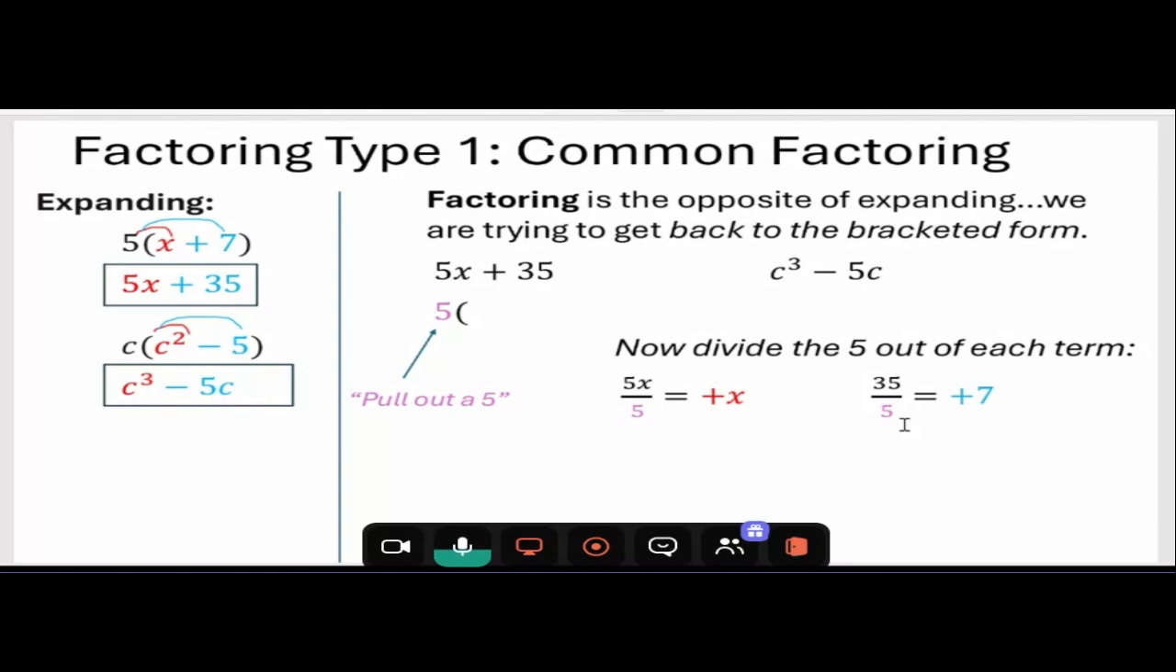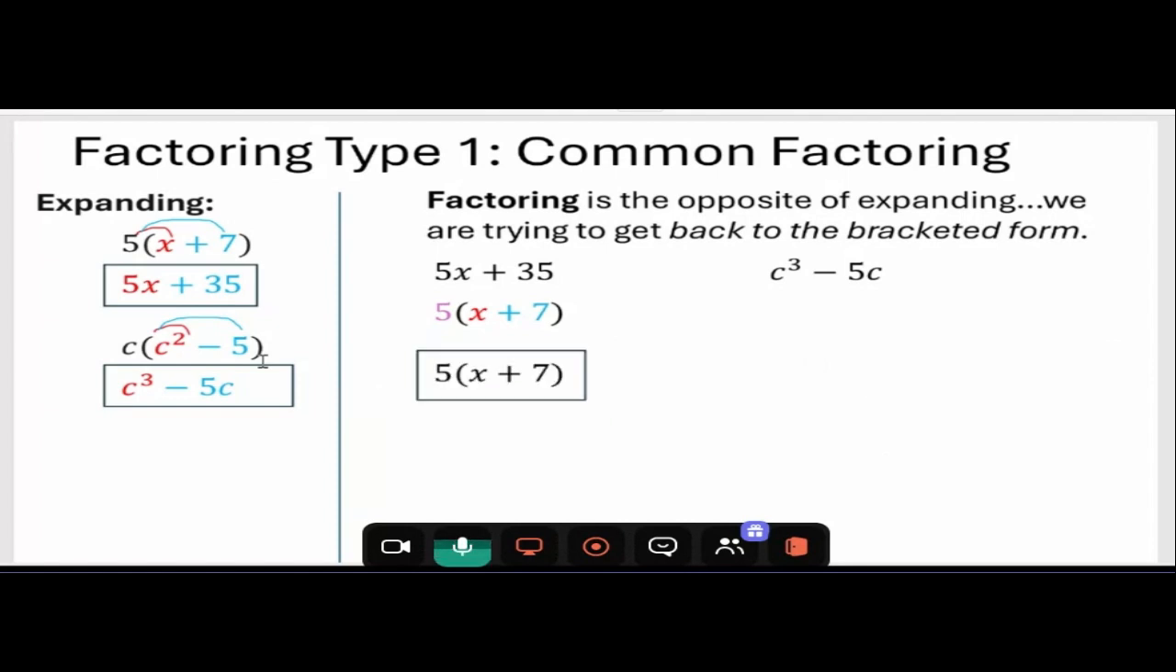Now, when we go to pop those back in where we came from, that x doesn't need the plus sign in front of it, but that 7 does. We can't just write x7 because it's x plus 7, right? Technically, it's plus x plus 7. But there you see that I managed to get back to my original question, 5 times x plus 7. How did I do it? I identified what divides out of both pieces and wrote that out front. And then I actually did divide that out of both pieces separately.